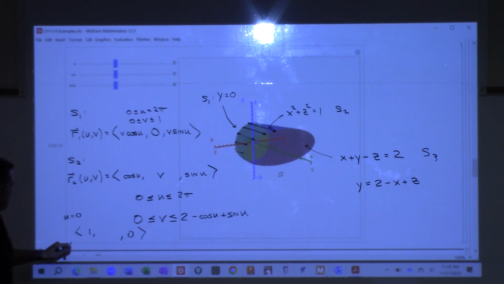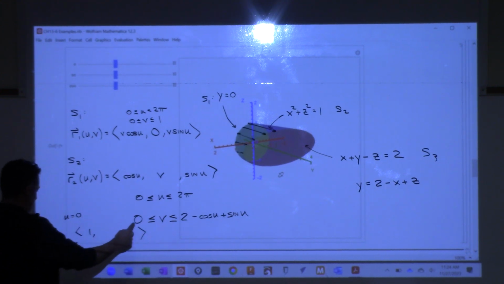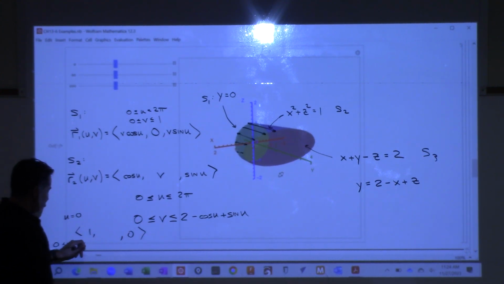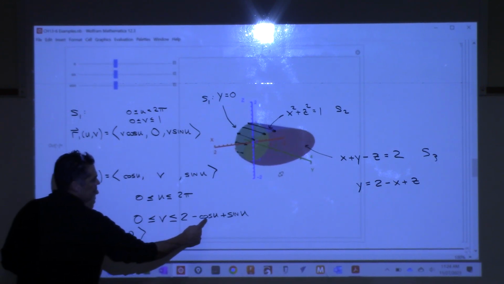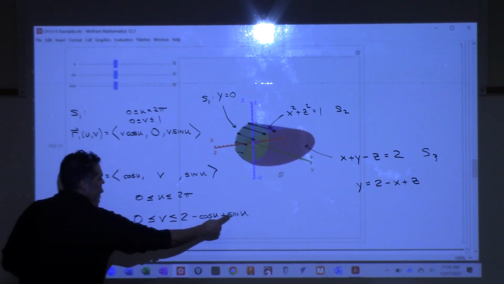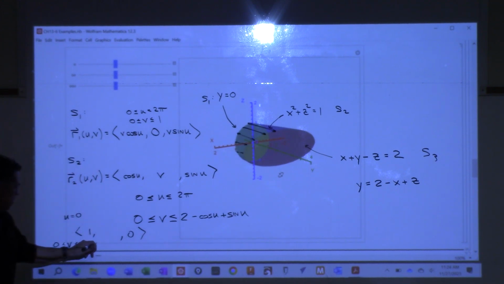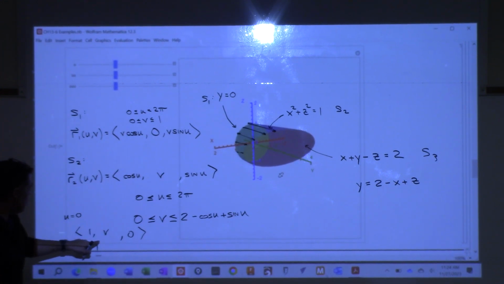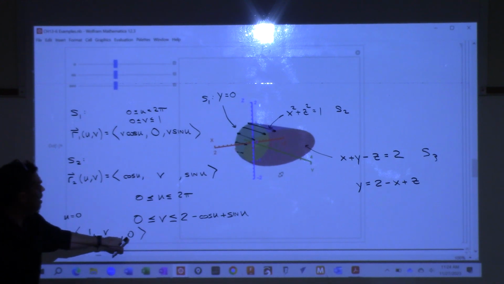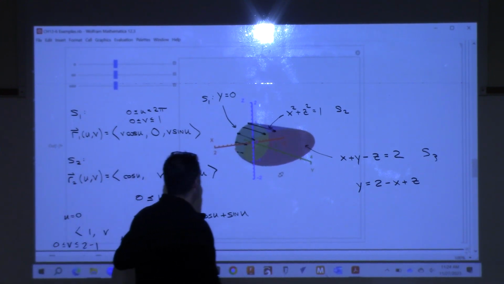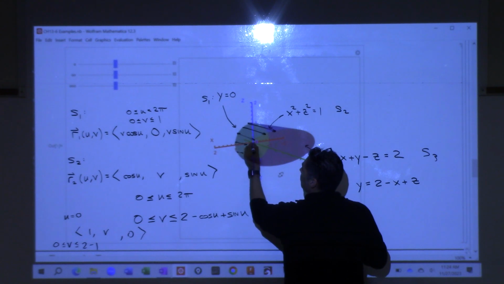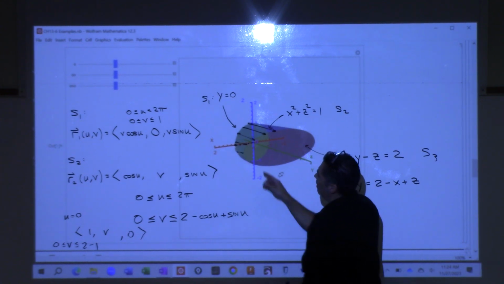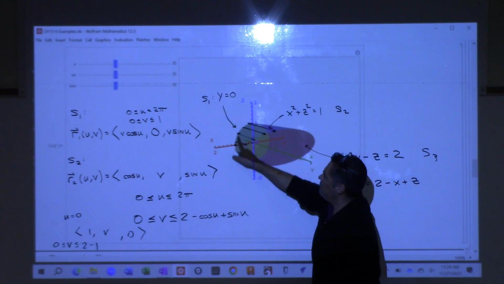And now what would v be? Well, if u is 0, v will be between 0 and 2 minus, what's cosine of 0? 1, and then sine of 0? 0, so 2 minus 1. So between 0 and 1. So this v here is between 0 and 1. So think about where this is. This is x, and this is our x component and our z. So if we go out here, that's like 1 and then not going up, right?